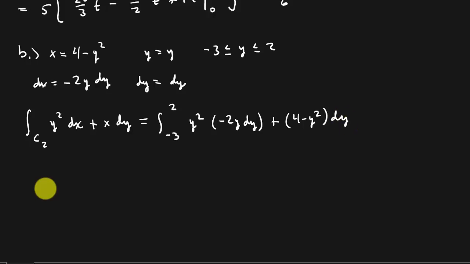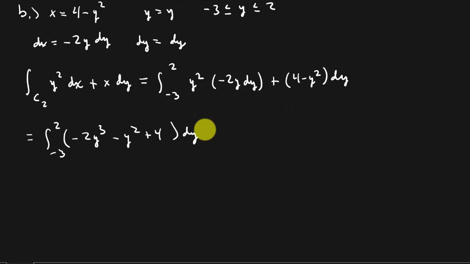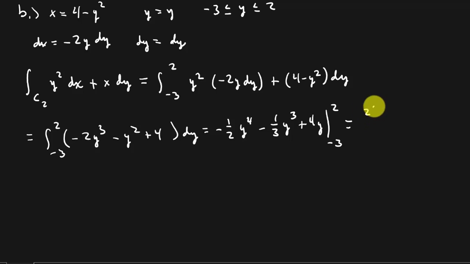Okay. And so this is going to give us negative 3 to 2 of negative 2y cubed minus y squared plus 4 dy. And then when we integrate that, we are going to get negative 1 half y to the 4th minus 1 third y cubed plus 4y, going from negative 3 to 2. I'm not going to go through all that arithmetic, but you get 245 over 6. All right, so this is what we got for curve C2.